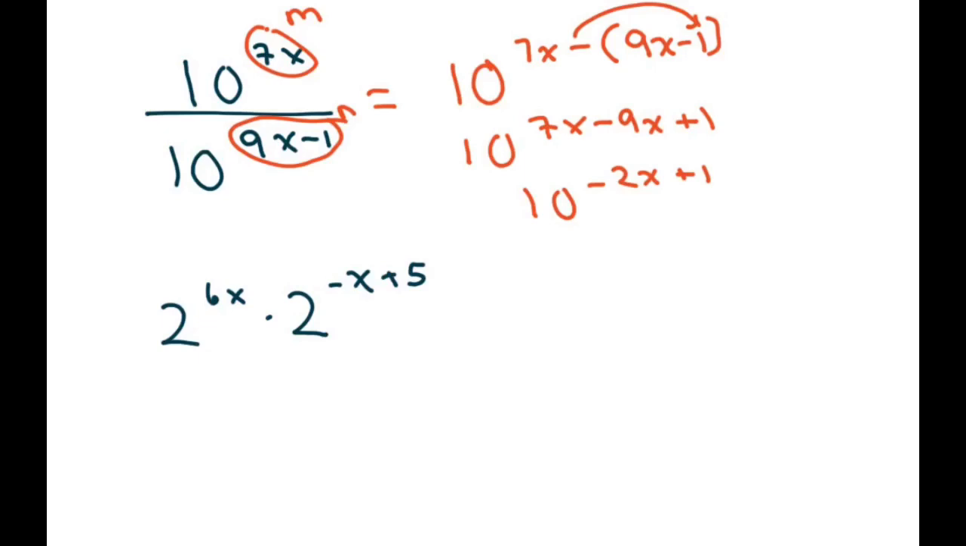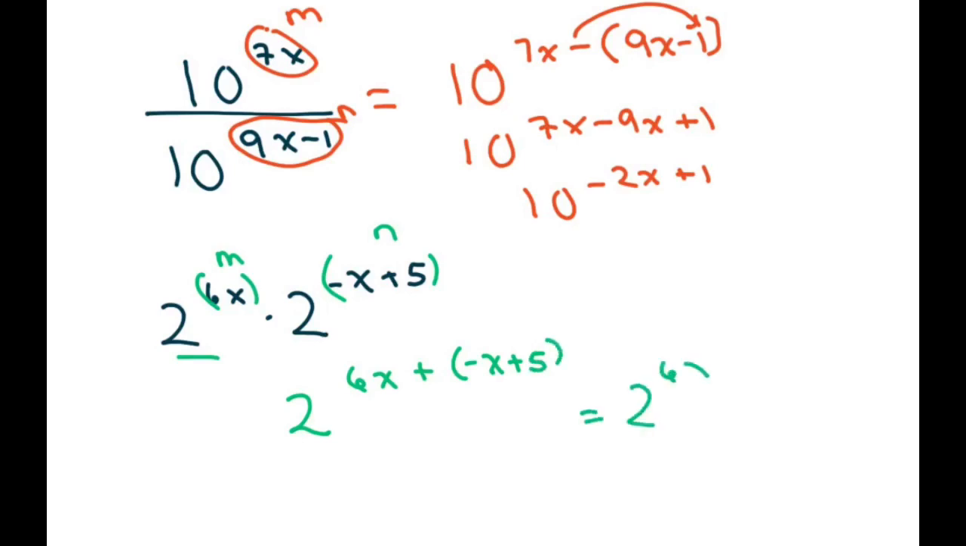Okay, and this one is the product property. We're going to write it as a single base. This is your m part. This is your n part. And you're going to add these. So that's 6x plus negative x plus 5, which is basically 2 to the 6x minus x plus 5, which equals 2 to the 5x plus 5. You can leave it like that, or you could pull out that 5 if you wanted to.